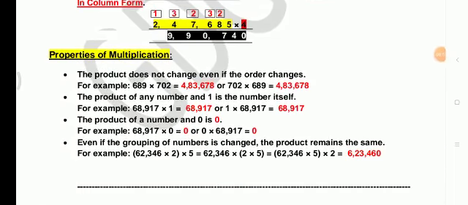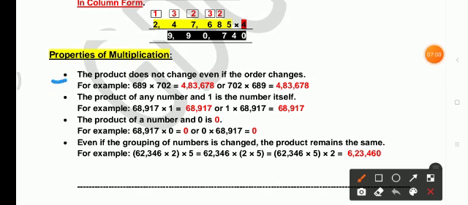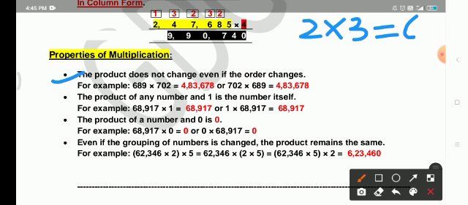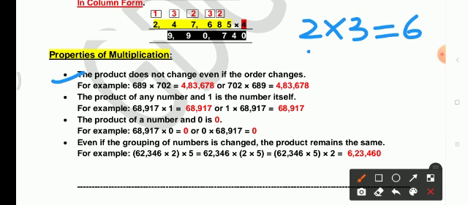Now let's see the properties of multiplication. Property number 1. The product does not change even if the order changes. Say for example, students, I will write 2 multiplied by 3, that's equal to 6. If I change the order, it will be 3 multiplied by 2 and the result will be the same, that is 6. So the product does not change even if the order changes.